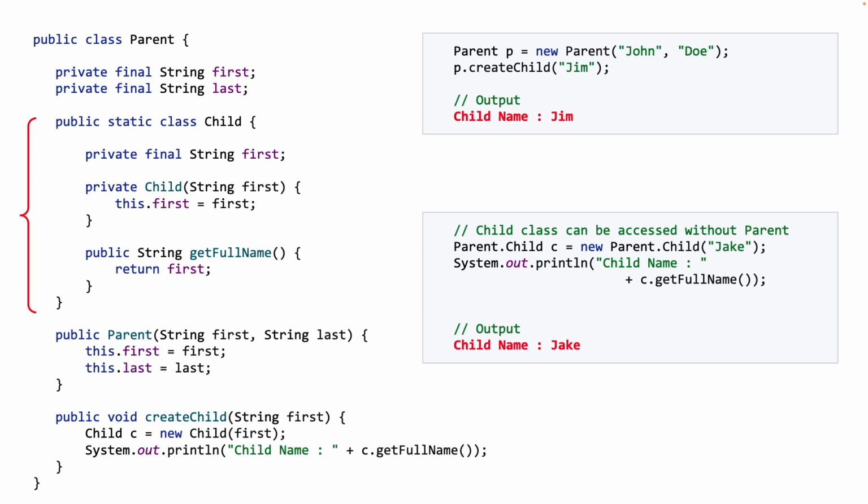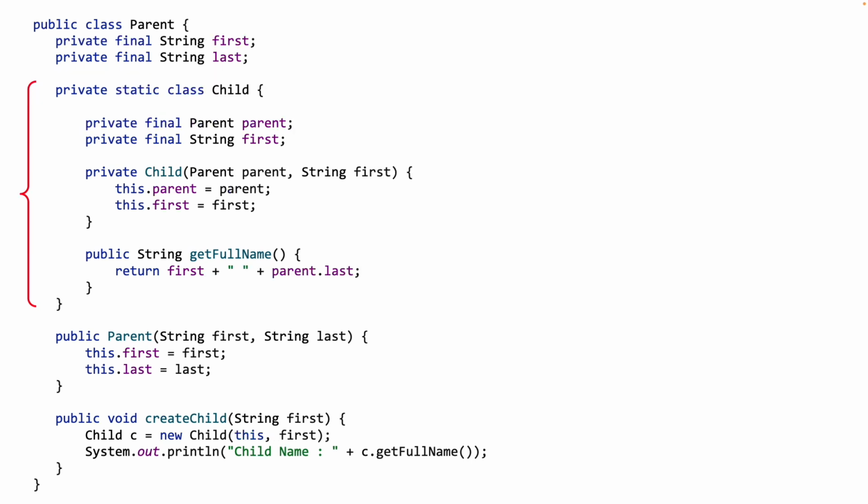But from the use case perspective, the fact that the child can be instantiated without instantiating the parent does not make sense. So let's change the child class to include the parent as well. So here's one way to fix the problem, and we will come to a better way of doing this very soon.